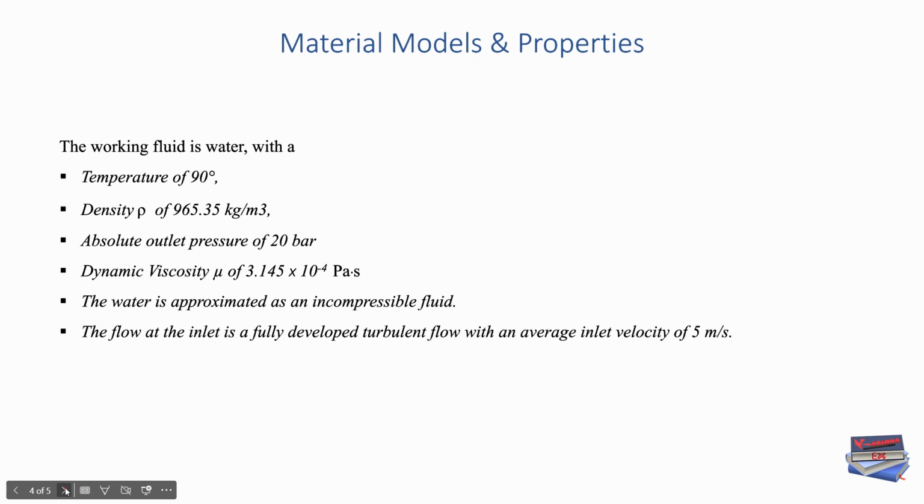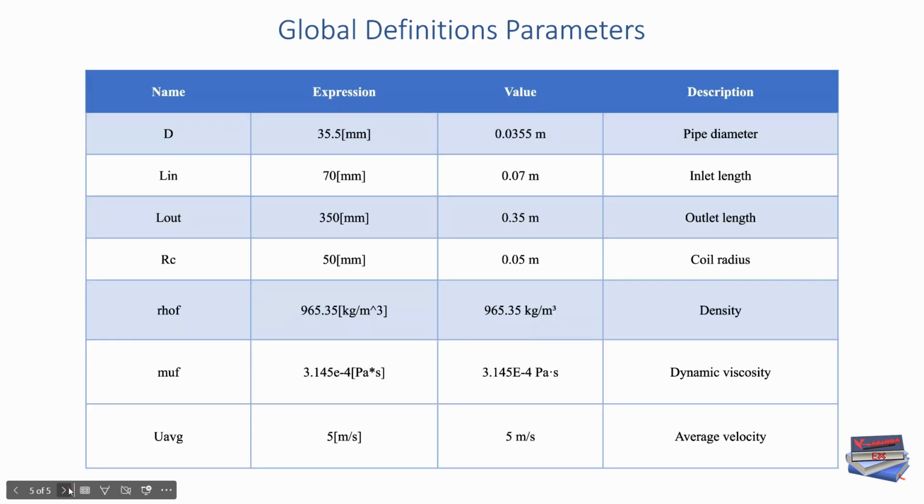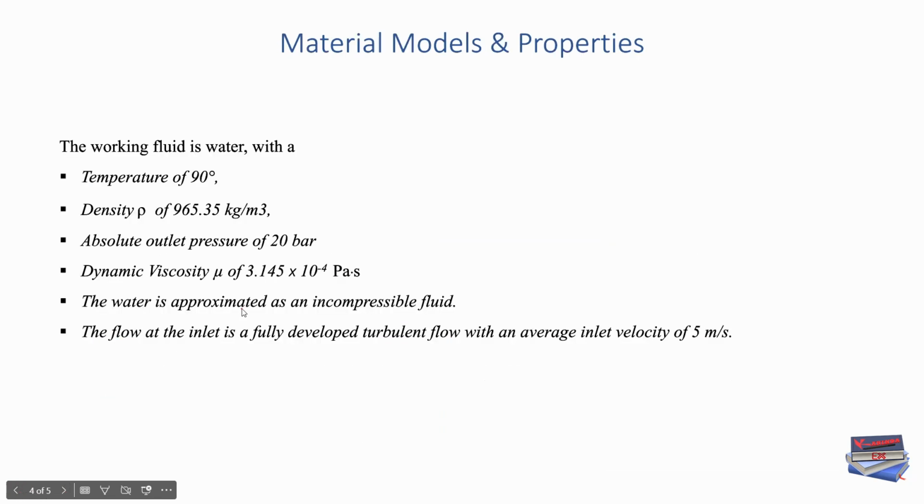In terms of materials and properties, our temperature is 90 degrees. That would give us a density of approximately 965.35 kilograms per cubic meter. For pressure, that would be absolute, going outwards. That would be 20 bars.